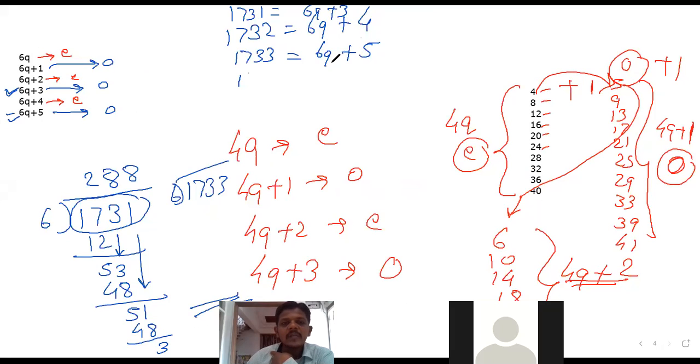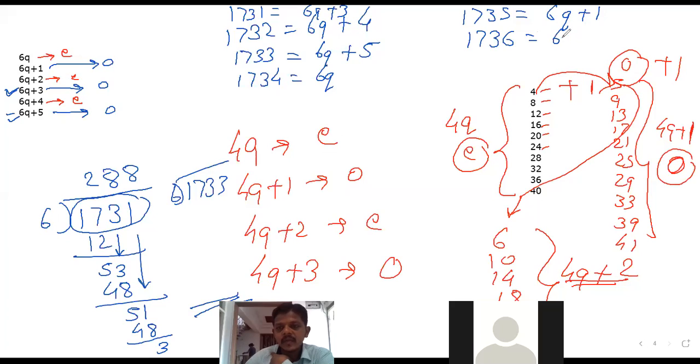Yes, sir. What will be 1734? 6q, because plus 6 will not come; after 5 comes 0. Yes or no? Yes, sir. Because it is only till 5. What will be 1735? Tell me now. 6q plus 1. 1736: 6q plus 2. 1737: 6q plus 3.